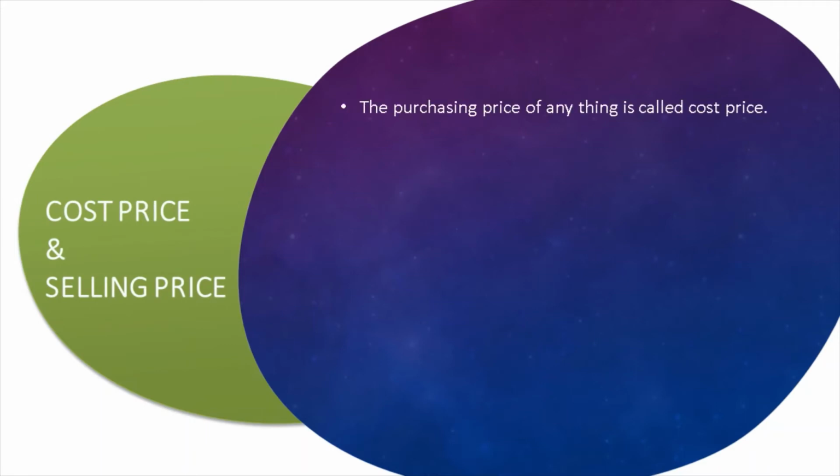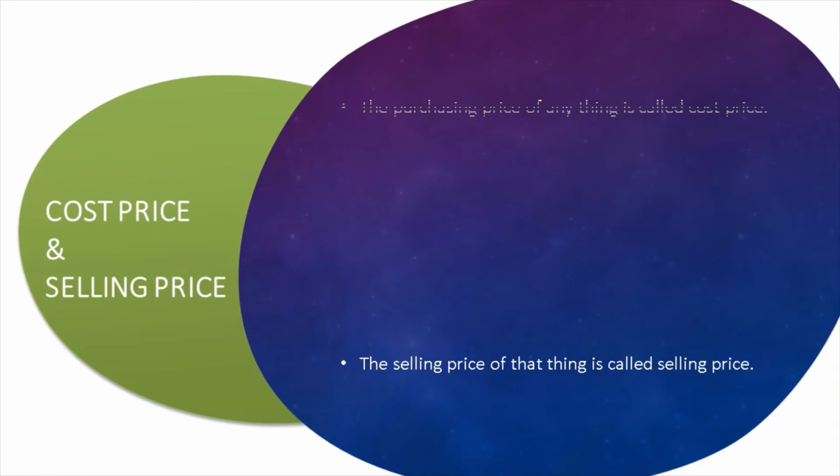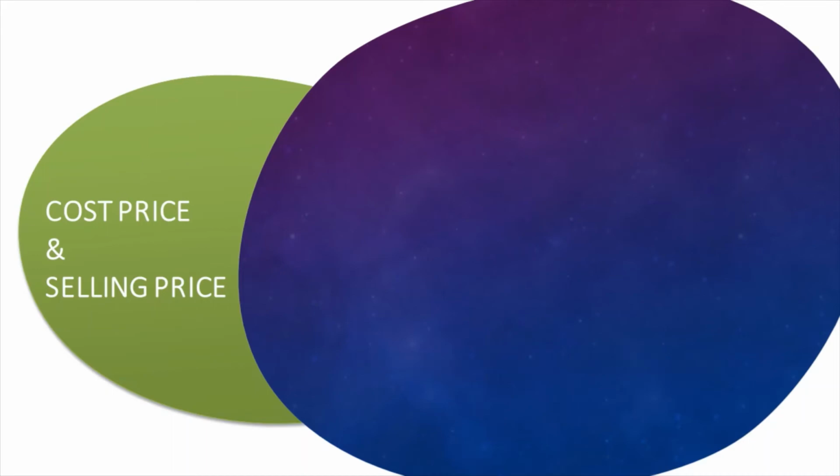So my dear students, now we will discuss cost price and selling price. The purchasing price of anything is called cost price and the selling price of that thing is called selling price. That means if you purchase anything from the bazaar, that will be the cost price, and if you sell that thing, that will be the selling price. So these are the things about cost price and selling price.